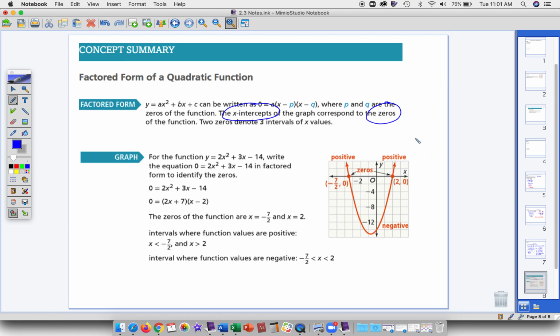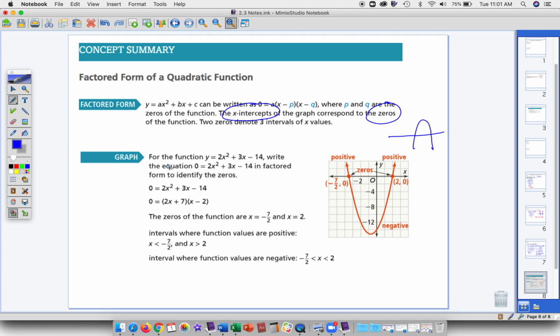Remember, if it were a downward opening parabola, let's say this is the x-axis, then there could be 2 intervals where it's negative and 1 interval where it's positive. So it depends on which way the graph is opening, if it's an upward U or a downward U.